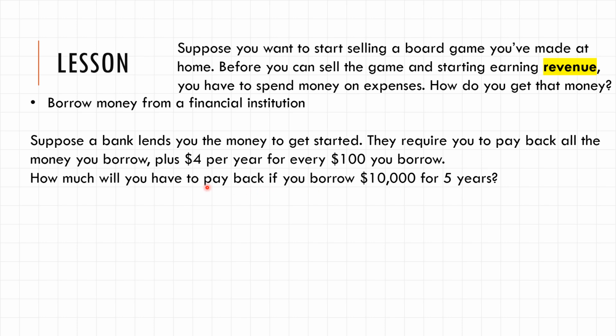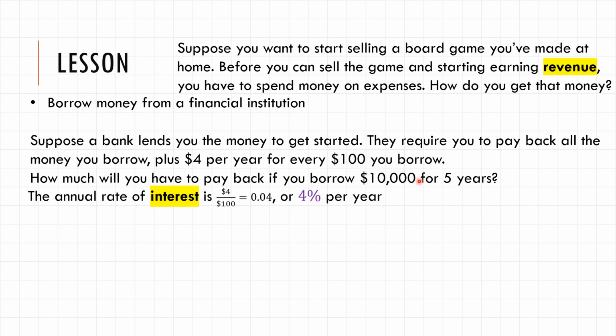Well, the way I started to tackle this was I realized $4 per year for every $100 means that if I'm borrowing $10,000, this is sort of like $4 for every 100 is another way of saying per cent. Cent is the root word of 100, like century. So $4 per every $100 is the same thing as 4 divided by 100. If I divide those, I get 0.04, which as a percentage is 4%. $4 per every $100 borrowed.